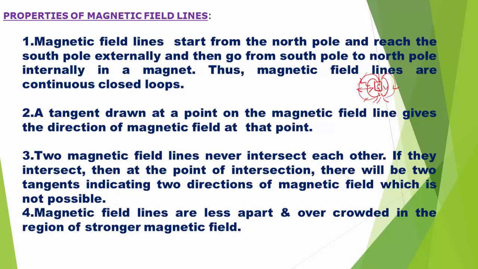So there is no possibility of intersection. And magnetic field lines are less apart and overcrowded in the region of the strong magnetic field. Where the magnetic field is very high, in that region magnetic field lines are less apart. Magnetic field lines are less apart.